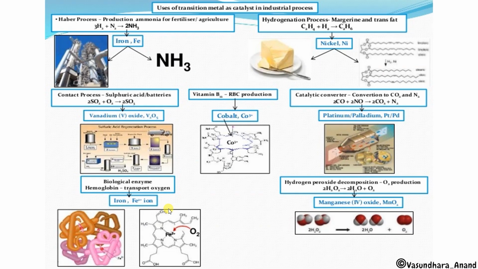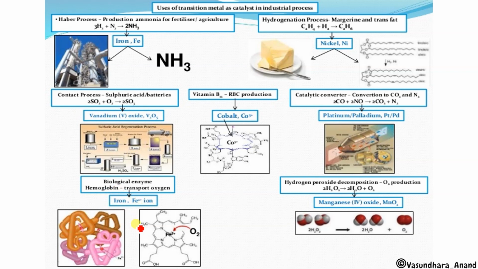Now these are some processes where we can use the transition metals as catalysts. Like here it is Haber's process: iron is used to form ammonia. Now the contact process: 2SO2 plus O2 will give you SO3, and here vanadium pentoxide is used as a catalyst. This is the main step for the contact process.